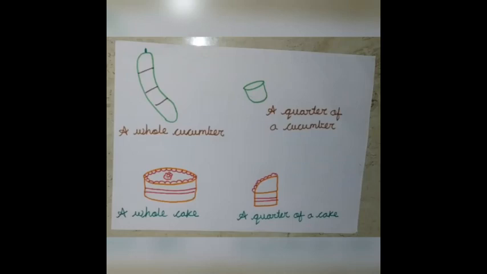Now, our next example is of a cake. This is a whole cake and here you all can see the picture of a quarter of a cake. Means this is the quarter part of a cake.